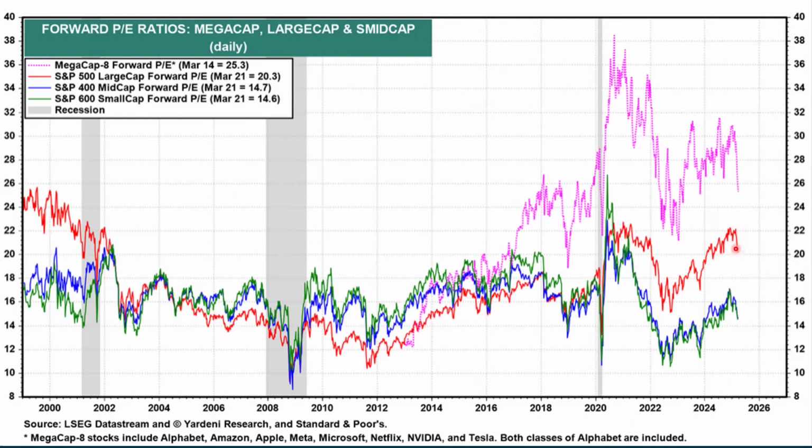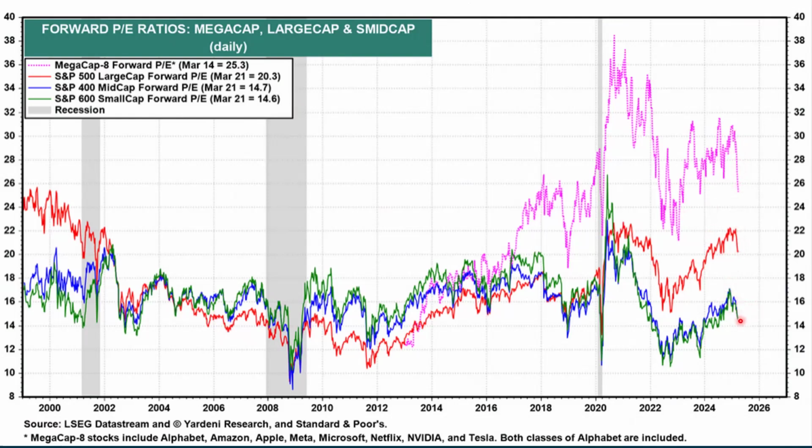the middle of February. This pink line, this is the mega cap 8, and they're still in the 25 range, but they've really been coming down lately. And then down here, the blue line and the green line, these are the mid caps and the small caps. They're actually falling a bit under that 15 level.